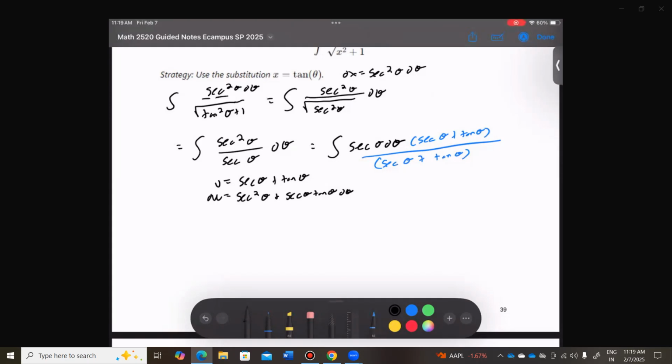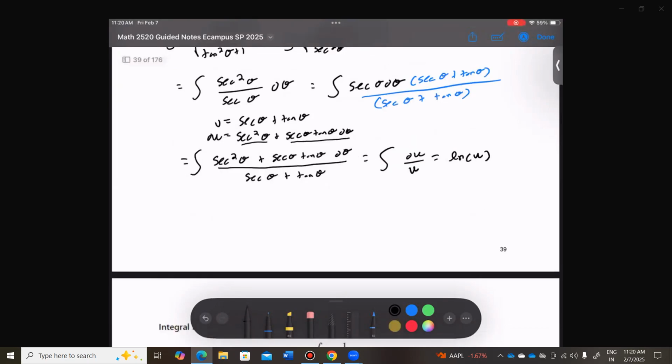Now, going back to our integral, I want to do one simplification before we do the actual substitution. I'm going to distribute that secant. So I have secant squared theta plus secant theta tangent theta d theta over secant theta plus tangent theta. Okay. So now we can do the substitution. The top is the same thing here, so we have a du. The bottom is what we have for our u.